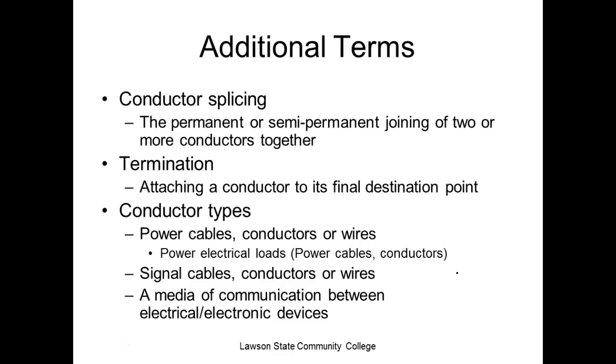Splicing is the term we use for the permanent or semi-permanent joining of two or more conductors together. Termination is the act of conductors coming to their final destination. So all conductors eventually come to a final destination, right? What's the function of the conductor? Carry the current between the power source and the load. That's exactly what it does.